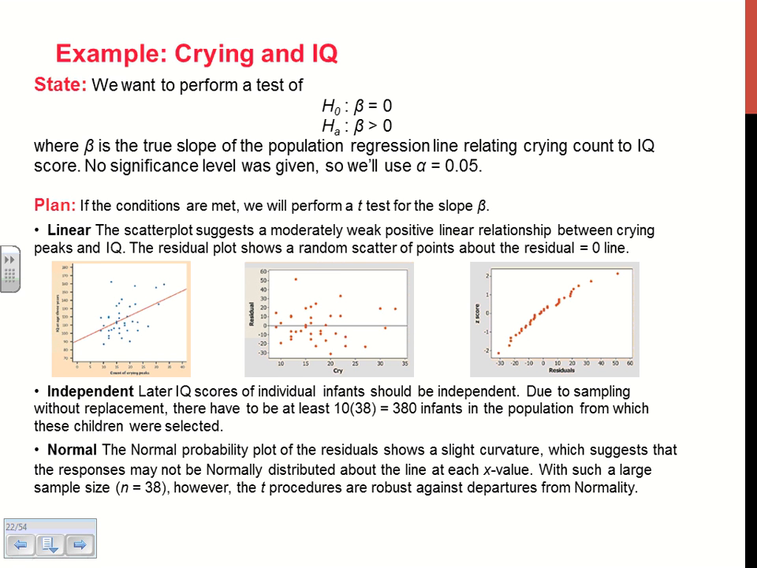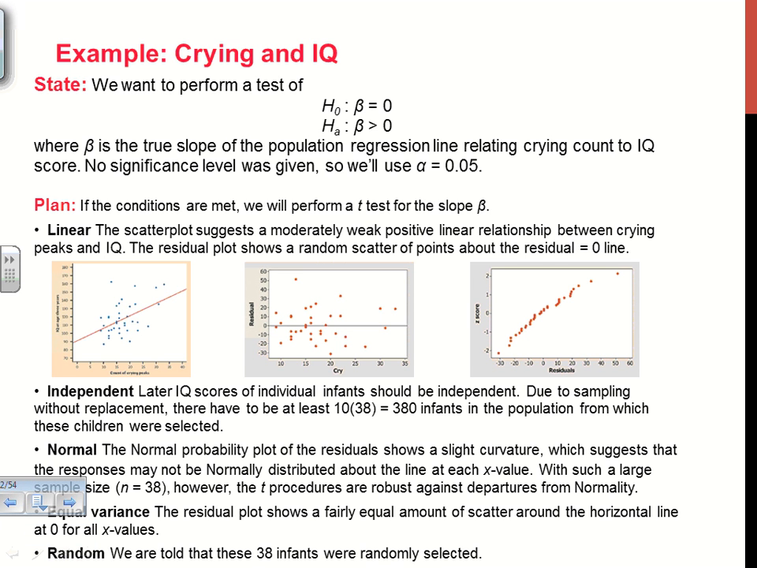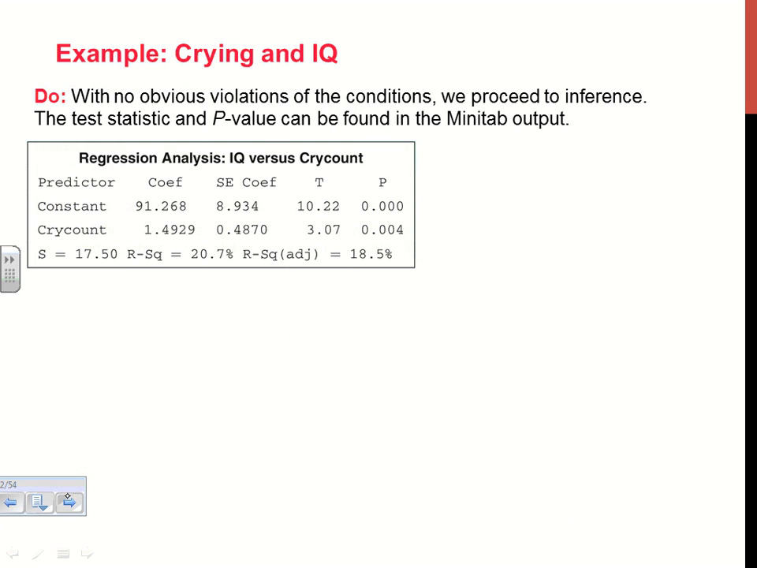So let's look here. The residual plot shows a slight curvature, which suggests the residuals may not be normal, over at that right-hand graph. With such a large sample size, however, the t procedures are robust, so n is greater than 30, we're good to go. Equal variances. The residual plot shows a fairly equal amount of scatter around the horizontal line, top and bottom, and they are random. We're told that they were randomly selected. All right, so with no obvious violations of the conditions, we can proceed.